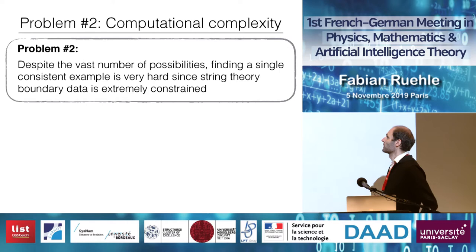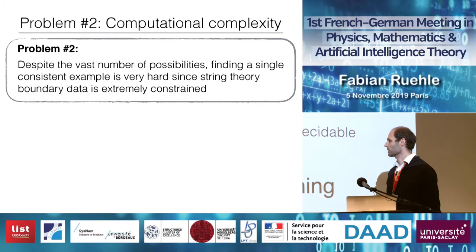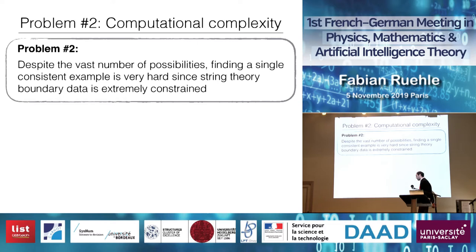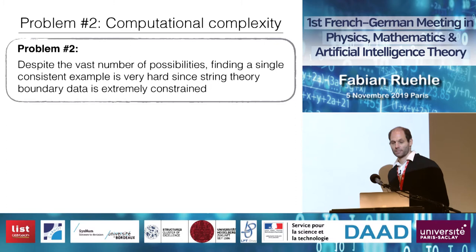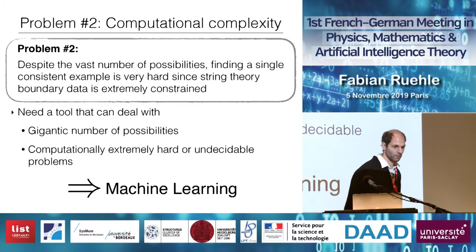Problem number two is computational complexity. I told you two separate things. I told you we have 10 to the 500 solutions, and I told you that it's very stringent and very hard to find these solutions. This sounds like two competing facts, but actually both are true. If you want to find a solution to these very stringent consistency conditions, you have to solve computationally very hard problems. So we are now tasked with something that can deal with a huge number of solutions and solution spaces, and at the same time tackle problems that are computationally hard. And this is sort of why I think we should use machine learning.